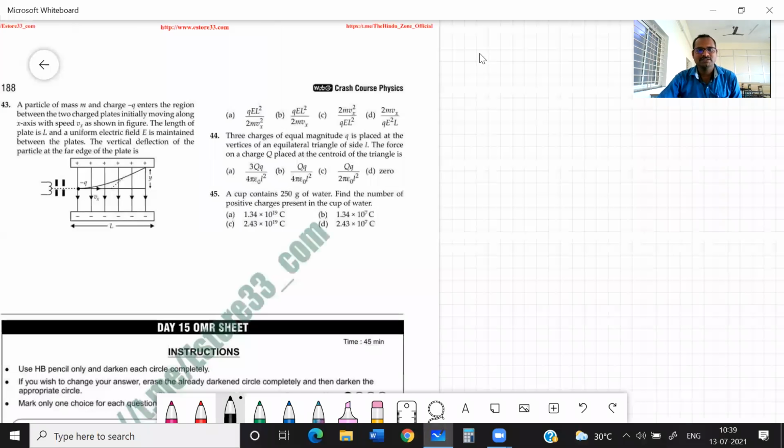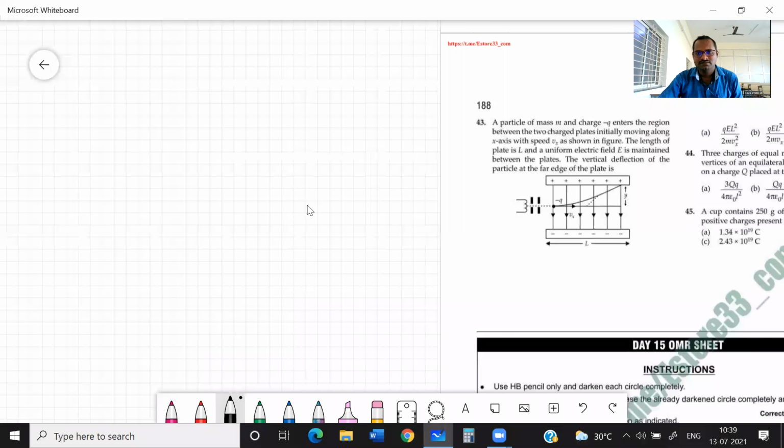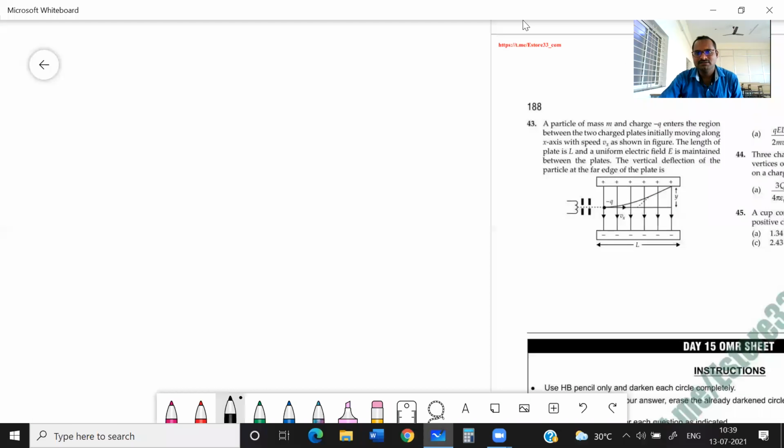Students, in question number 43, they have given that a particle of mass m and charge q enters a region between two charged plates, initially moving along the positive x axis with a speed vx as shown in the figure. It is moving like this with vx velocity. Initially the velocity is along the x axis only, the vertical velocity is not there. Remember that point. The length of the plate is L and a uniform electric field E is maintained between the plates.